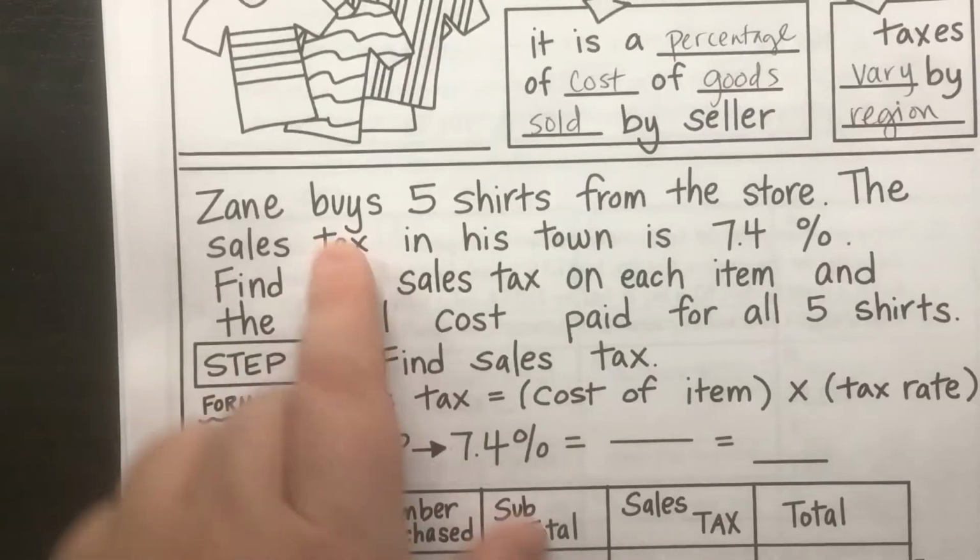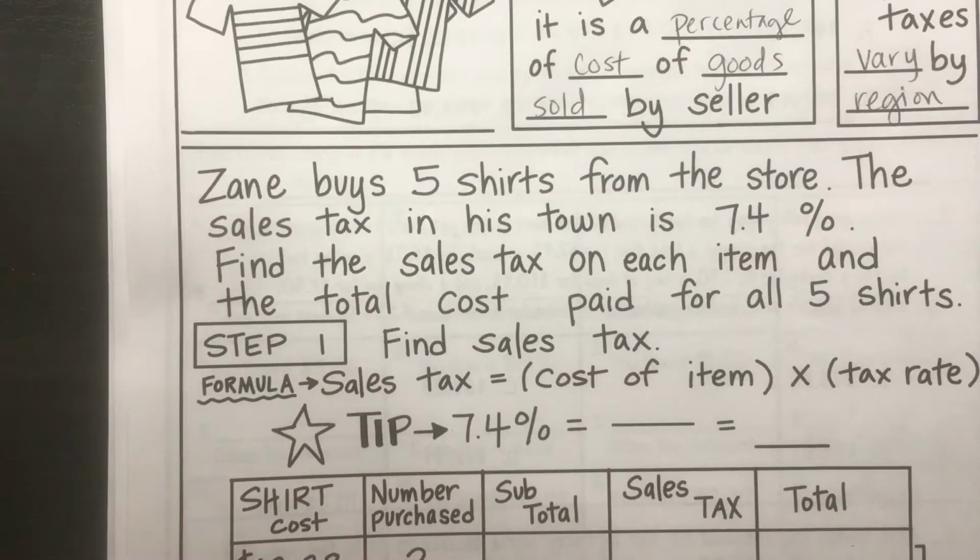Zane, let's look down here. Zane buys 5 shirts from the store. The sales tax in his town is 7.4%. Find the sales tax on each item and the total cost paid for all 5 shirts. Okay, so the first thing we're going to do is find the sales tax. And so what we do is multiply whatever that price was, the cost of something, times the rate. Okay, the rate is 7.4%.